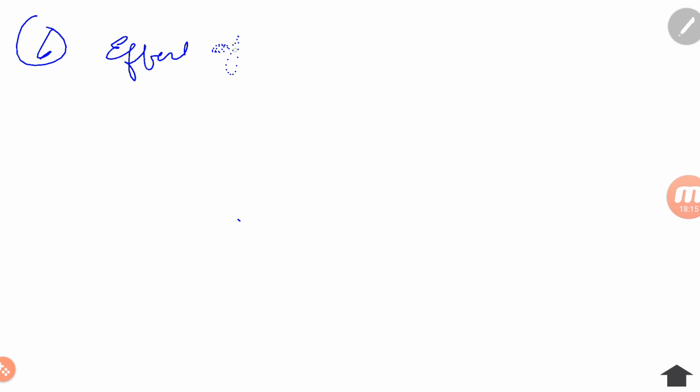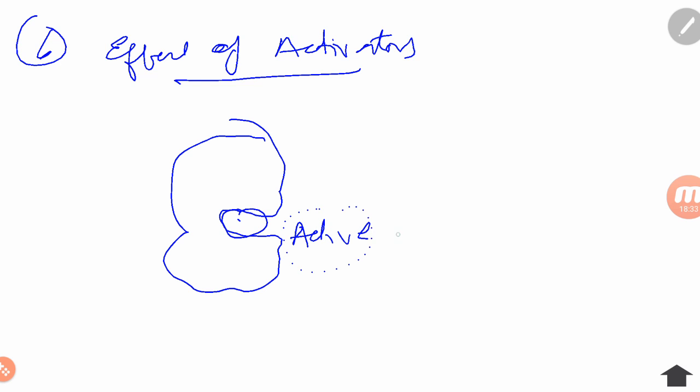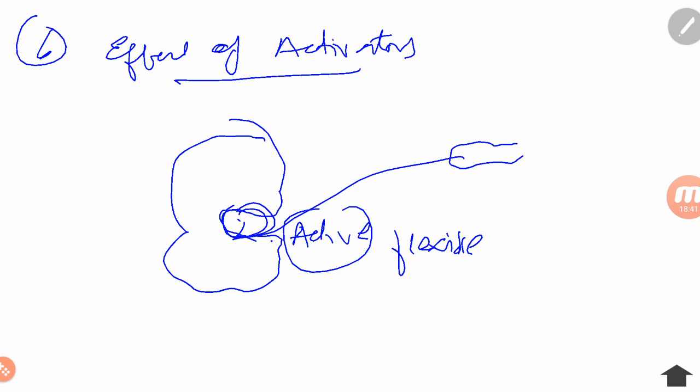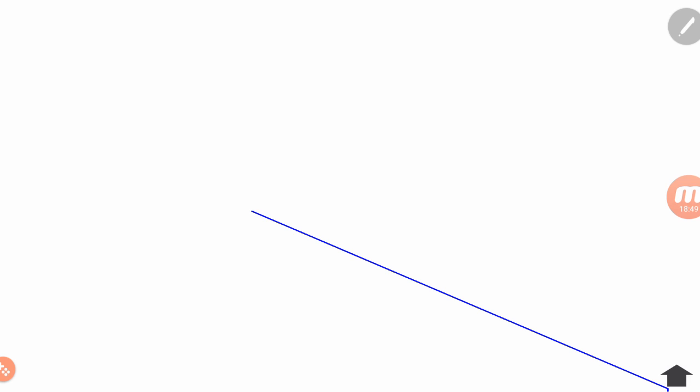The sixth factor is the effect of activators. So there are a few things that are going to activate the reaction, activate the velocity. If you take the structure of an enzyme, the enzyme is going to have an active site. The active site is very flexible, and it modifies according to the substrate. The substrate is going to come and insert in the active site and the reaction goes. This is actually the mechanism. So a few activators are going to activate and change the velocity.